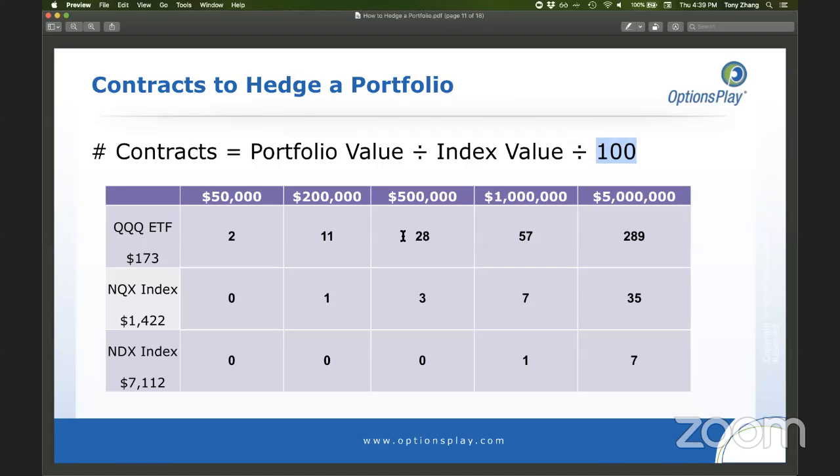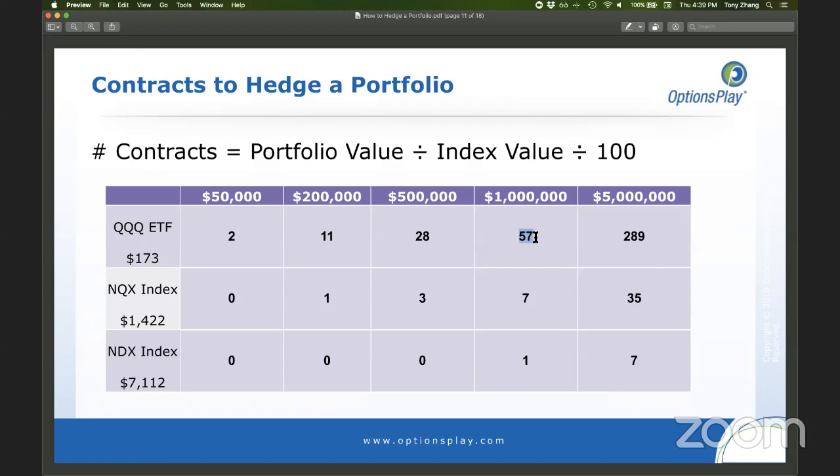A $200,000 portfolio, 11. $500,000 portfolio, 28, 57, and 289 for these $1 million and $5 million portfolios. So I have a fairly wide range of portfolio values up here. And as you can see, as you get higher and higher, you start to trade a significant amount of the ETFs. At $1 million, you're trading 57 contracts. That's a lot of contracts to be trading. And if you're paying per contract fees, that might add up to quite a bit in terms of transaction fees.